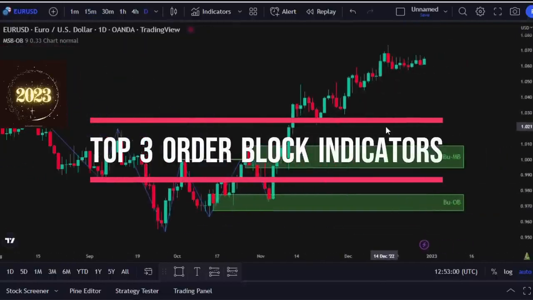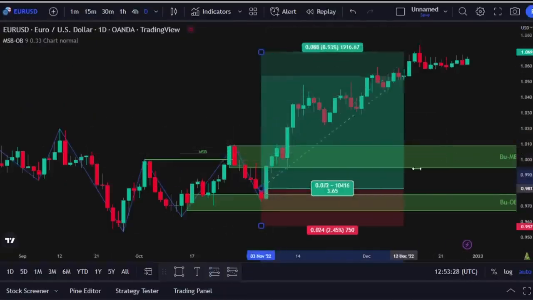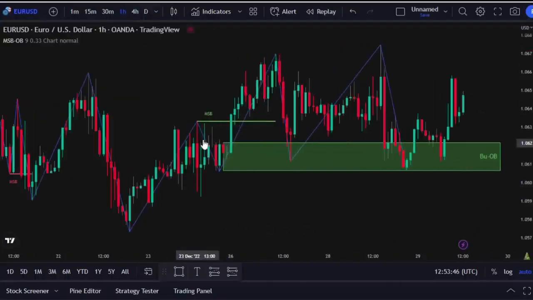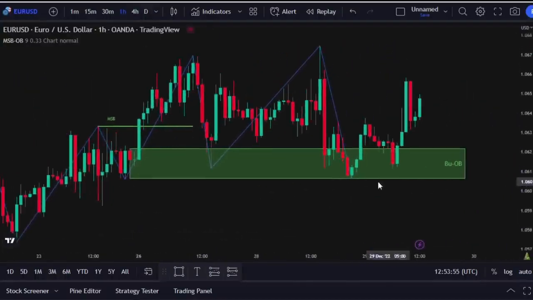Hello traders, today in this episode, we are going to introduce you to the top 3 order block indicators. As you know, guys, spotting and having valid order blocks on your charts will undoubtedly help you to improve your trading and become a more successful trader.